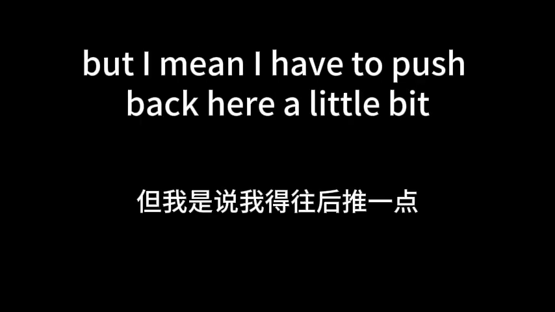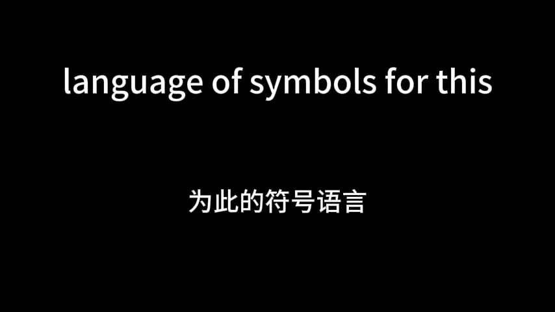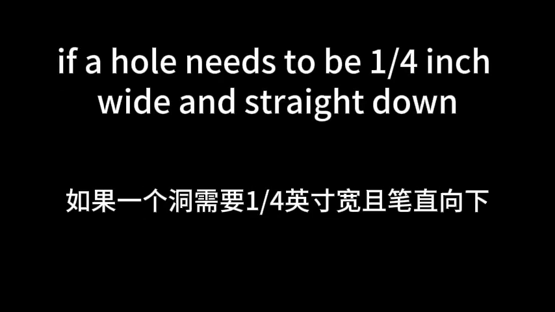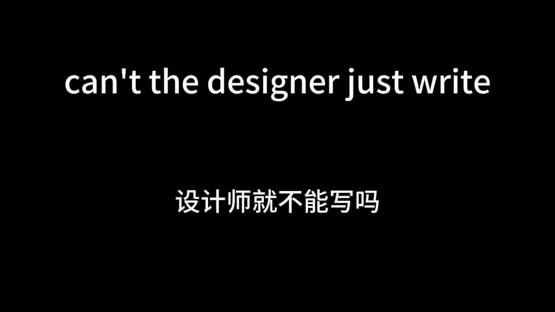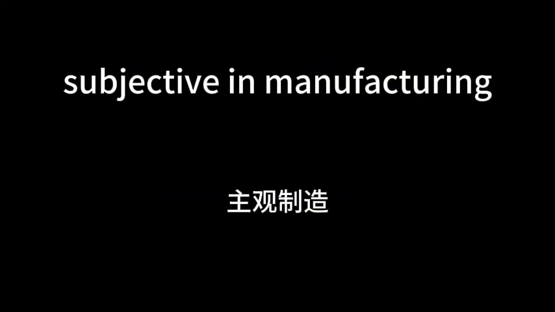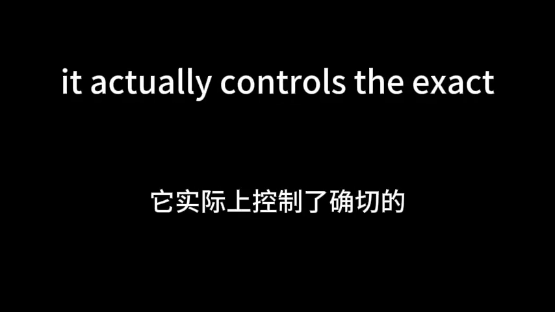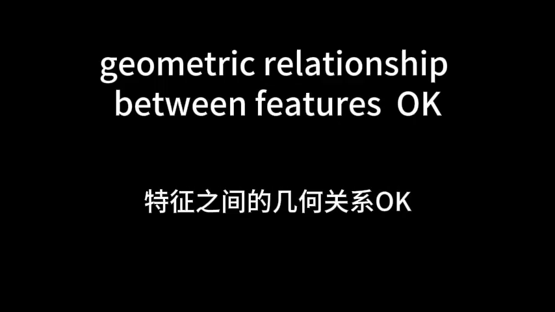But I mean, I have to push back here a little bit. Why do we need an entirely separate language of symbols for this? Like, if a hole needs to be a 1/4 inch wide and straight down, can't the designer just write that in text on the blueprint? You'd think so, right? But straight down is highly subjective in manufacturing. So GD&T doesn't just control the size of a feature. It actually controls the exact geometric relationship between features.